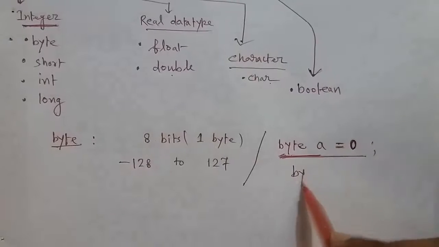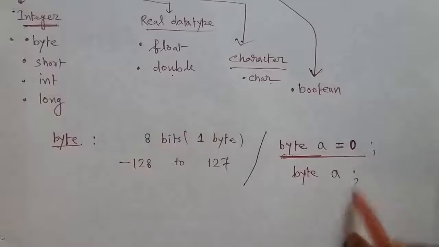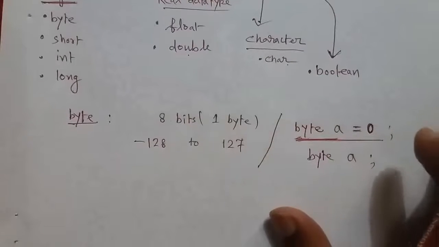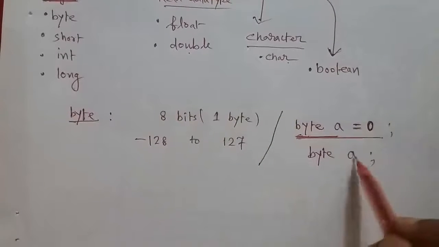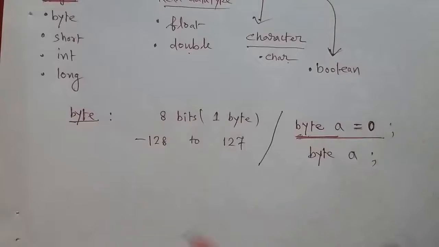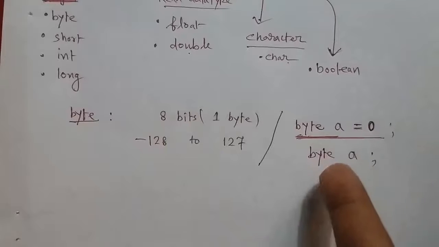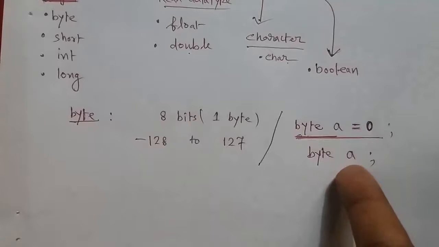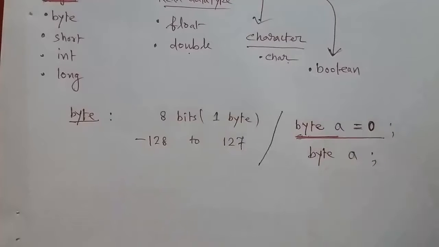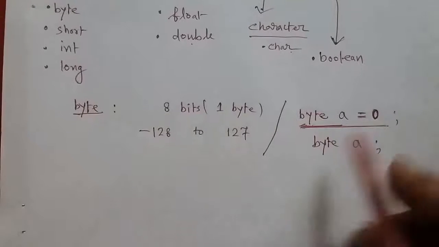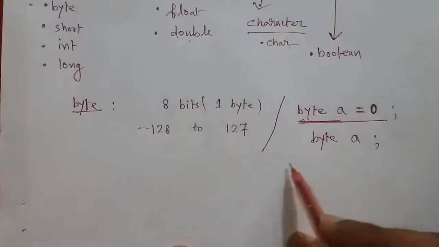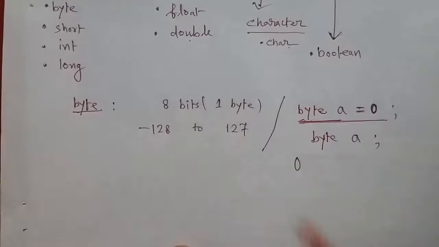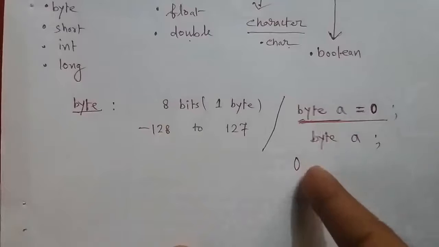But if I write only byte a, then I have not given any value to this variable. At that time, the Java system will assign a default initial value to this variable, and that value is known as the default initial value. Remember, the default initial value of byte is 0.